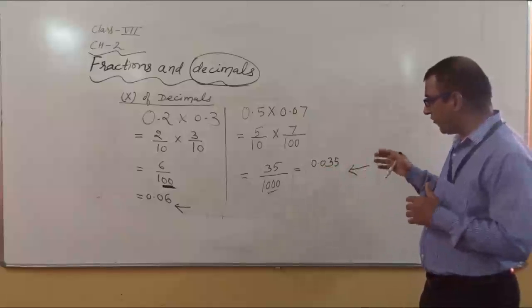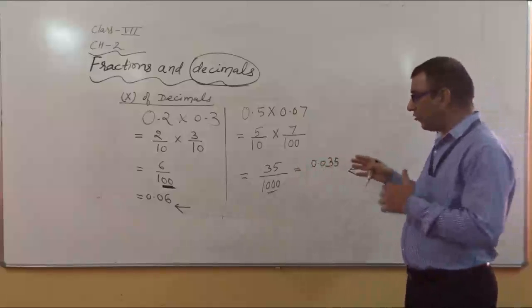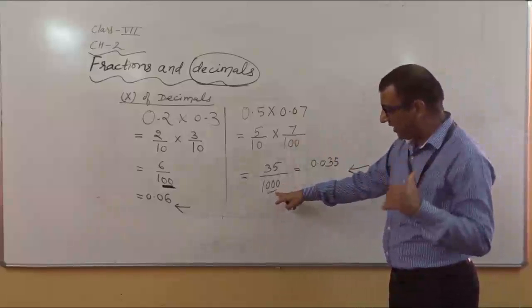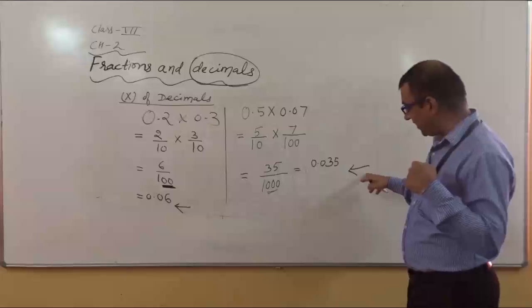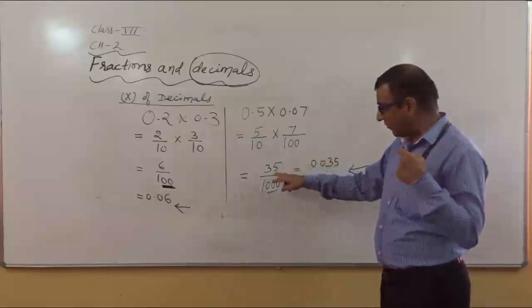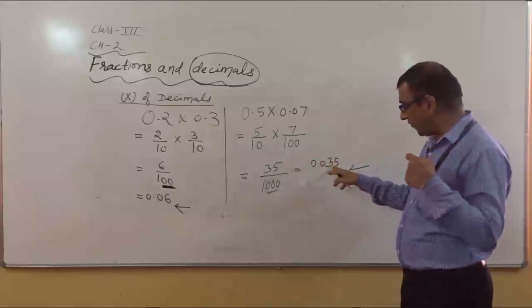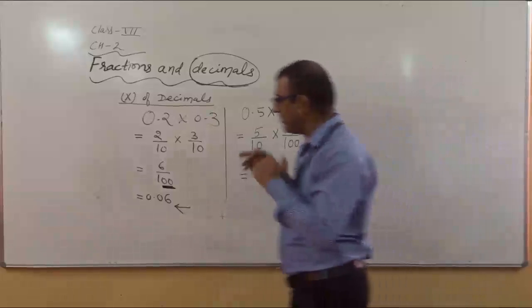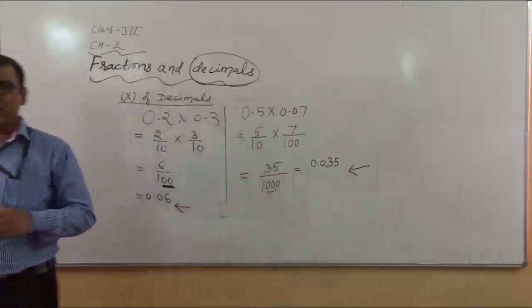And this one you will do from the right hand side only. You will not do this one from the left hand side. As I told, 3 zeros lie in the denominator. So you start from the right hand side. We want 3 digits in the numerator. So we will put one more 0 before 35 and then we will put the decimal sign. So this is the concept of multiplication of decimals.